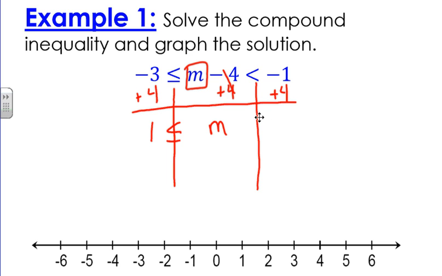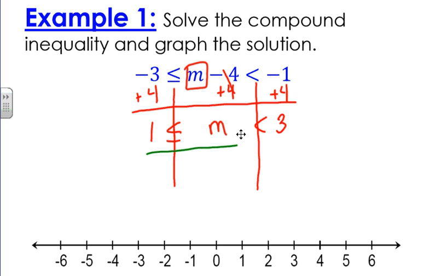M and 3. And I didn't do anything. I didn't multiply or divide by a negative to have to flip those signs around. So right now it says M is bigger than or equal to 1, but it's also smaller than 3. So because this is in the middle, it's an AND statement, which means it needs to satisfy both of these things. So let's start with just this thing.